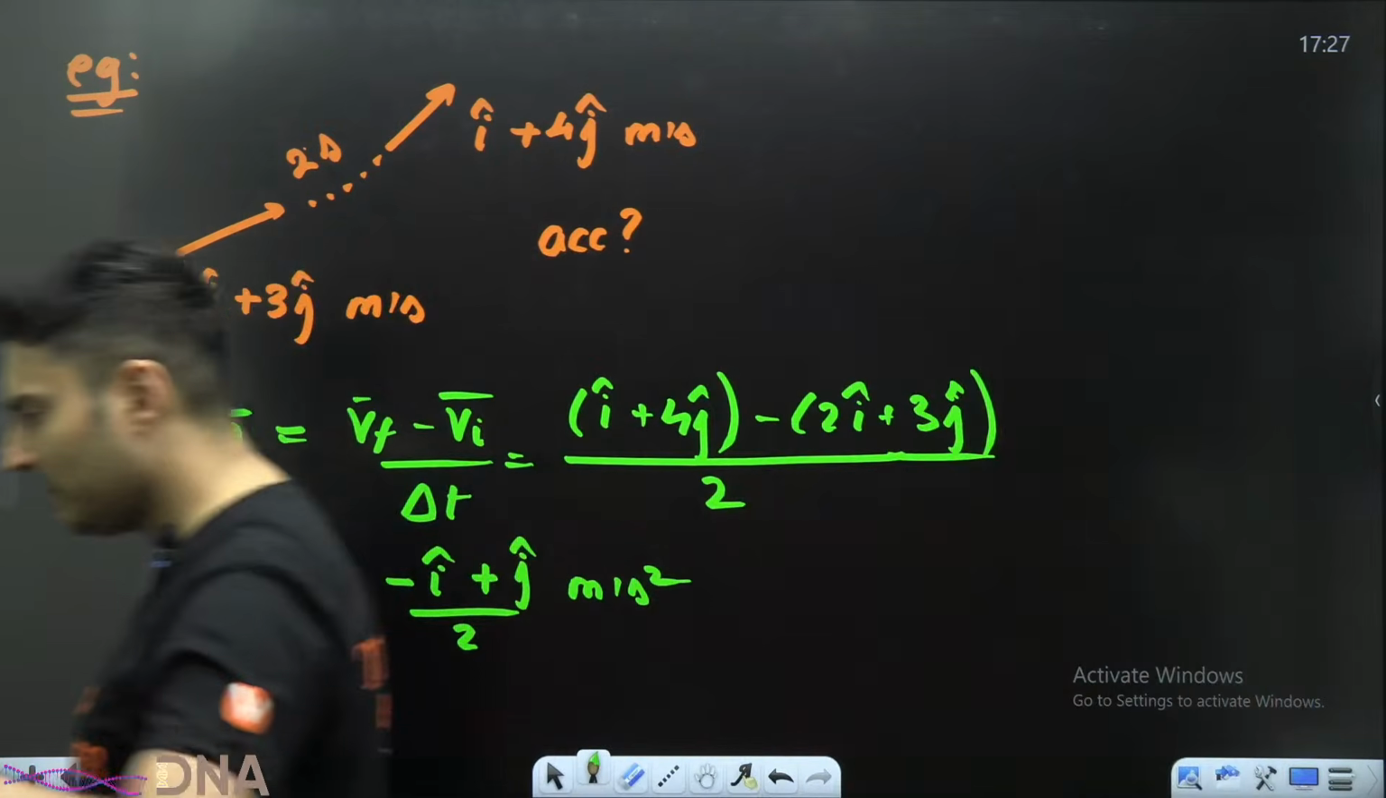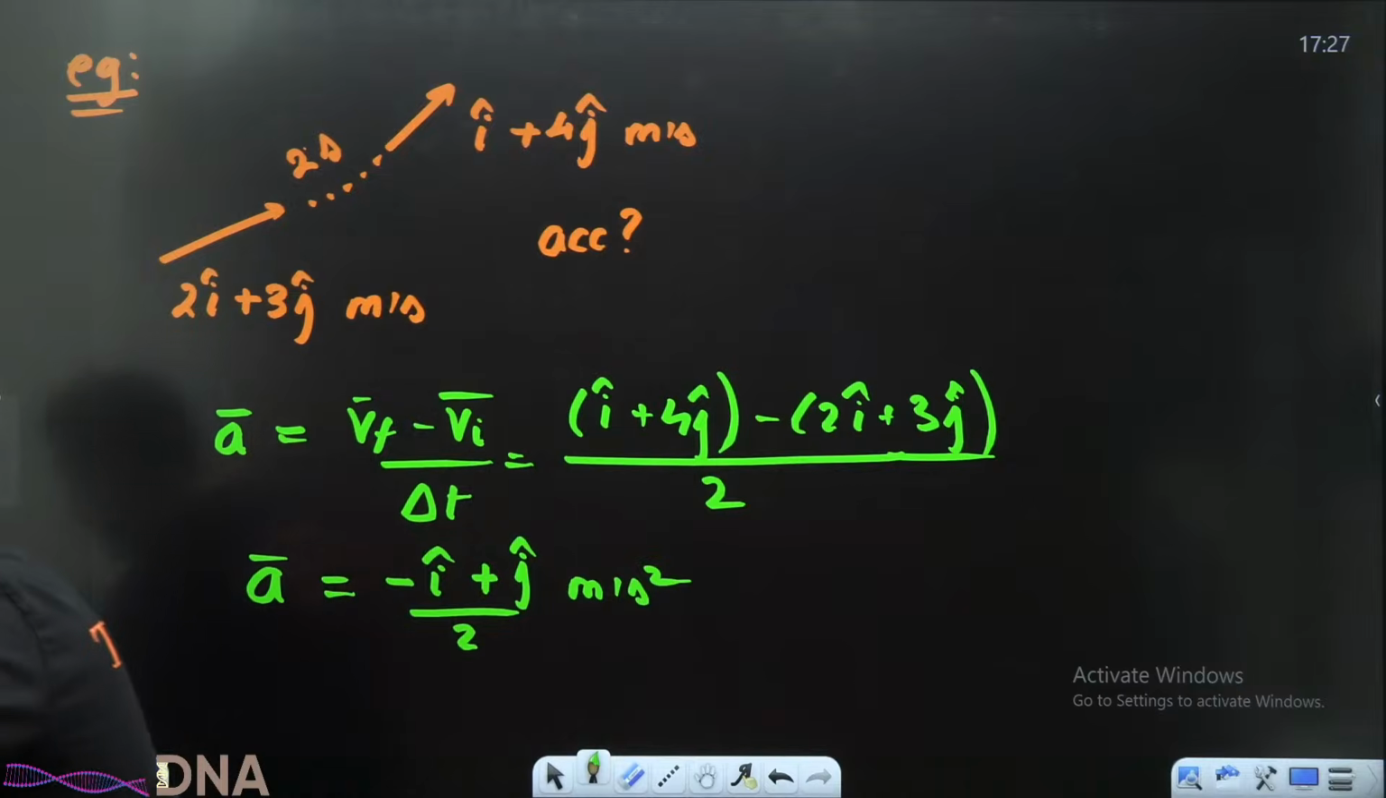How many of you got it? Oops. I think by mistake the DNA watermark is there. Thank you, Adiksha.